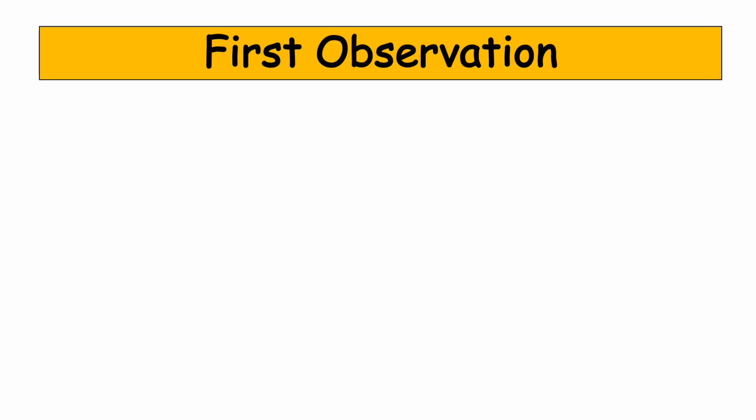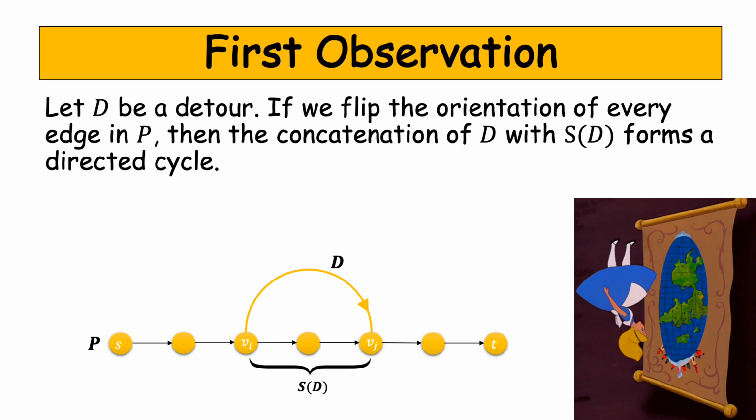Here is the first observation. Let D be a detour. If we flip the orientation of every edge in the path P, like so, then the concatenation of D with SD forms a directed cycle.